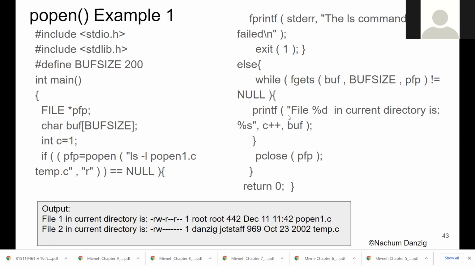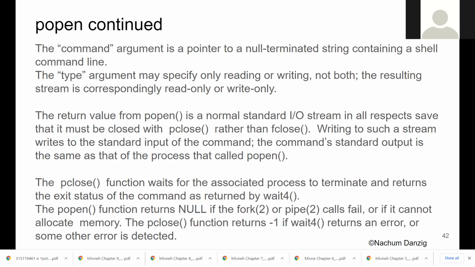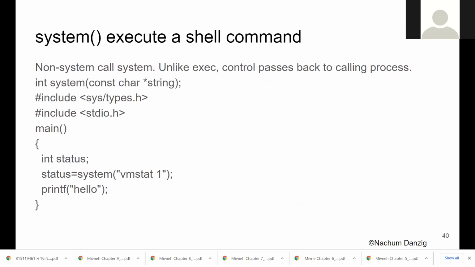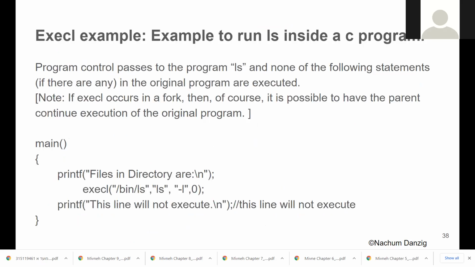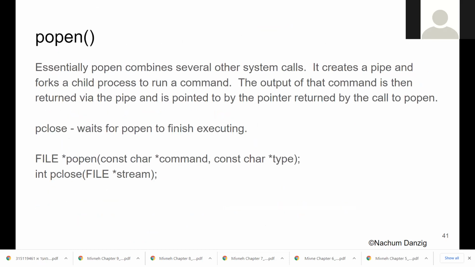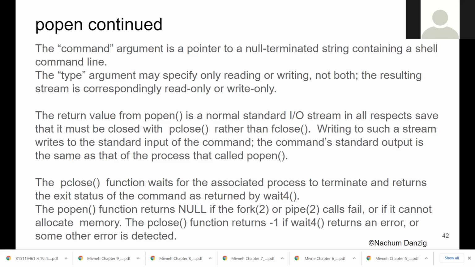So that's popen, which you could theoretically be asked to write: write a function that does what popen does using execv and pipe and fork, and you could do it.